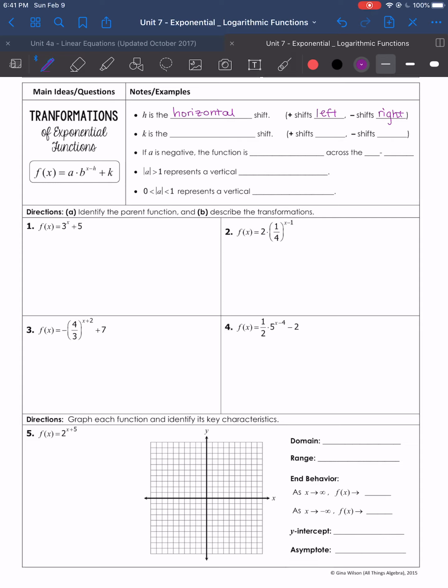negative shifts it right. K is going to be your vertical shift. Positive shifts it up, and negative shifts it down. If A is negative, the function is the reflection across the x-axis. If A is greater than 1, it's a vertical stretch. And if A is between 0 and 1, it's a vertical compression.